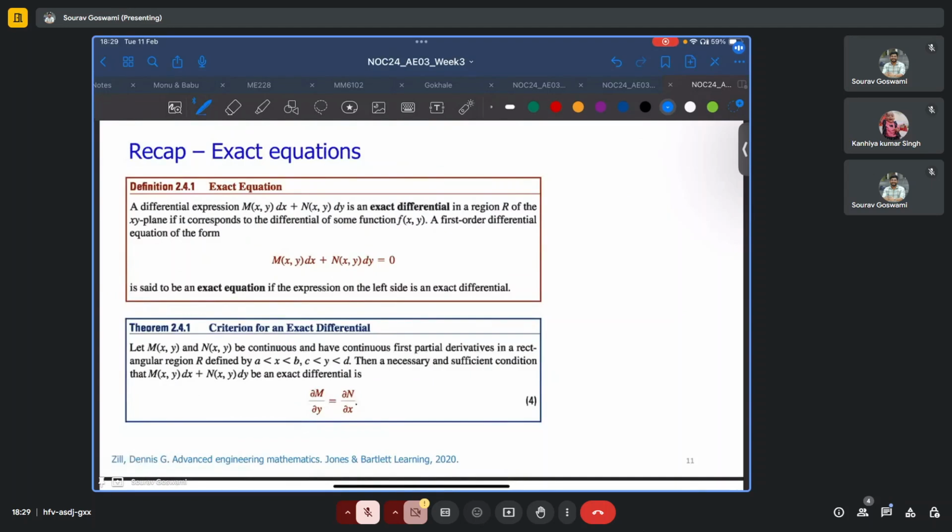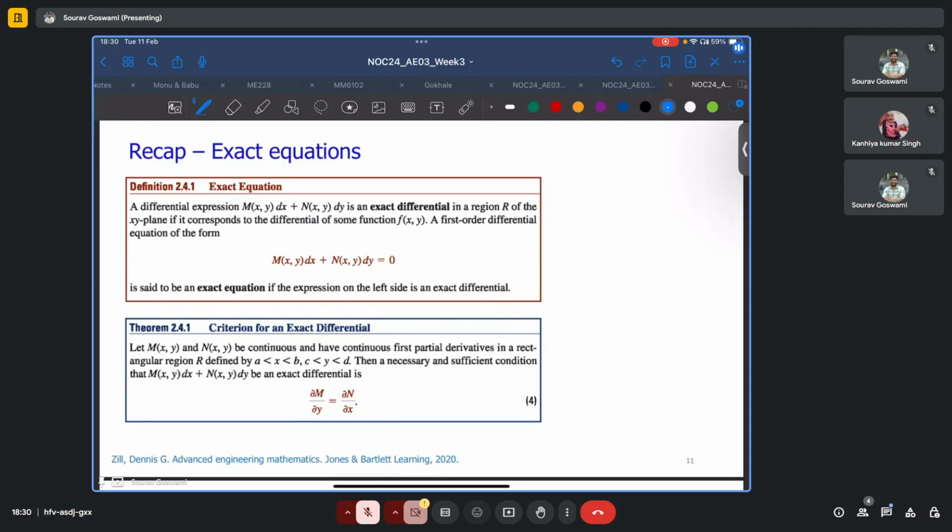The next class of ordinary differential equations are called exact equations, and there is a criterion to check for exactness. A differential expression M(x,y) dx plus N(x,y) dy, where M is a function of both x and y, is an exact differential in a region R of the xy plane if it corresponds to the differential of some function f(x,y). The first order differential equation of the form M(x,y) dx plus N(x,y) dy equals 0 is said to be an exact equation if the expression on the left side is an exact differential.